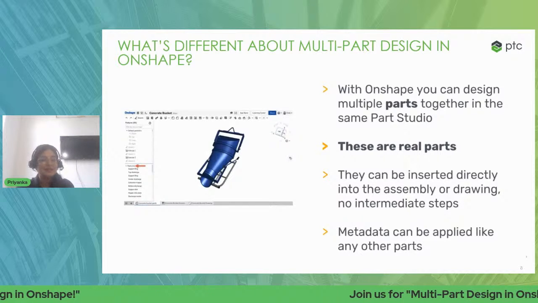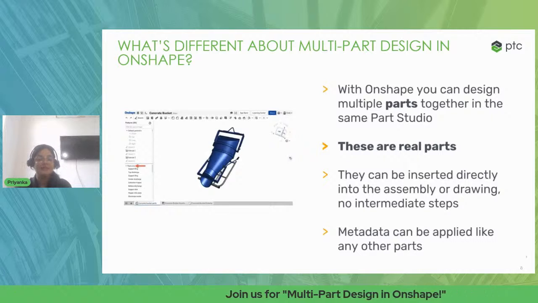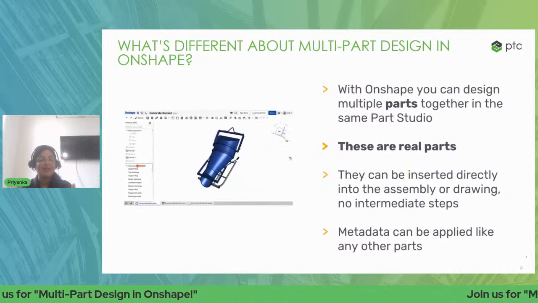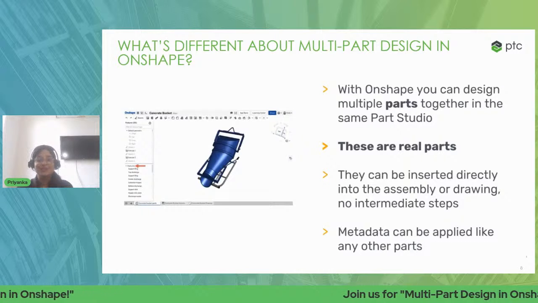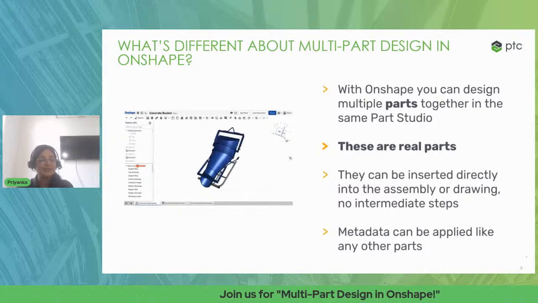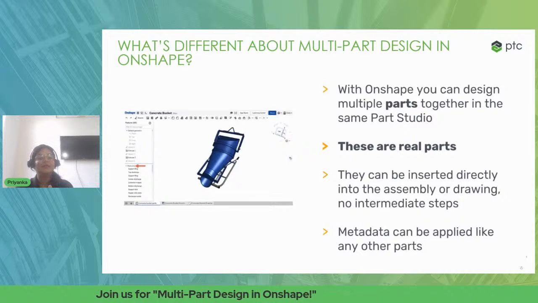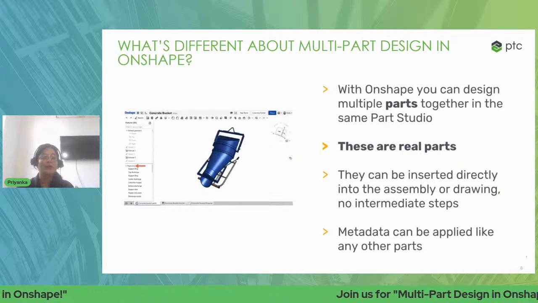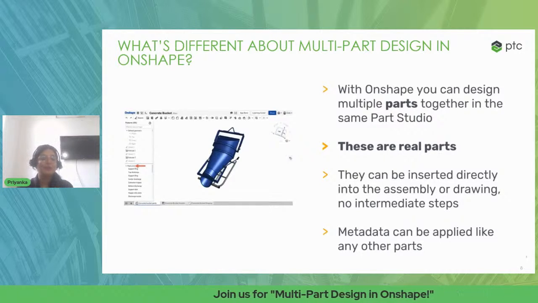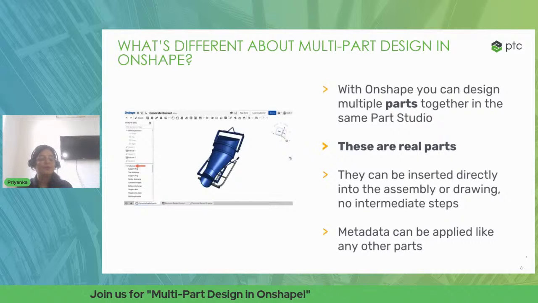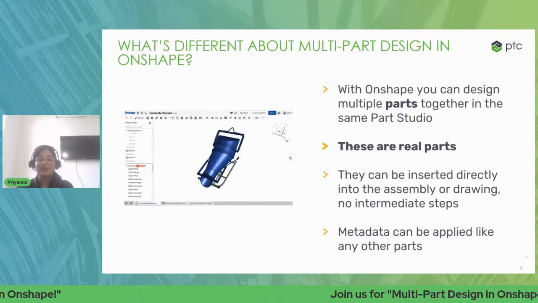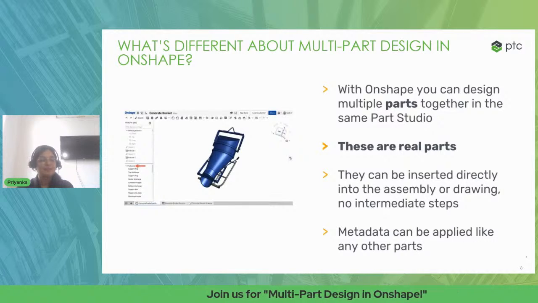In our scenario, I would stress that in a part studio in Onshape, you can design multiple parts at the same time, and these are real parts. The distinction is that you have the ability to insert all these parts directly into the assembly individually. So altogether, there is no in-between step like you just saw in the workflow. They can have their own part number, their descriptions, the things that you assign to a part. They have everything, because they are real parts. From the beginning, you design in multi-part and you are designing those real parts.